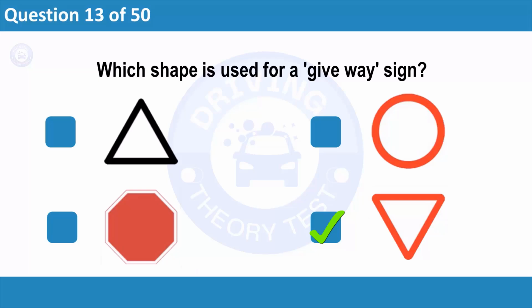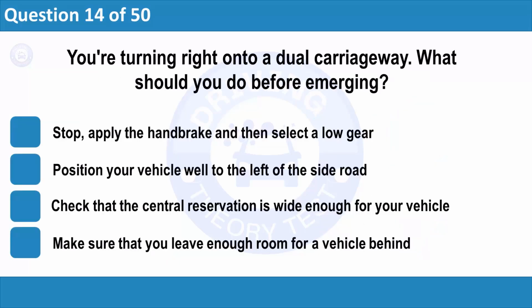You're turning right onto a dual carriageway. What should you do before emerging? Stop, apply the handbrake and then select a low gear. Position your vehicle well to the left of the side road. Check that the central reservation is wide enough for your vehicle. Make sure that you leave enough room for a vehicle behind.